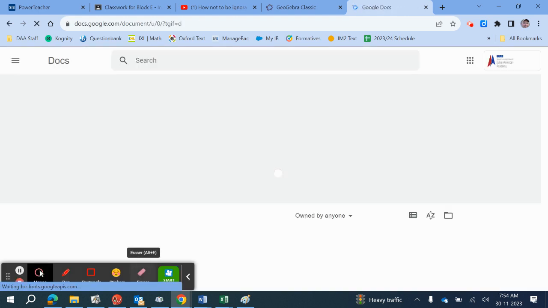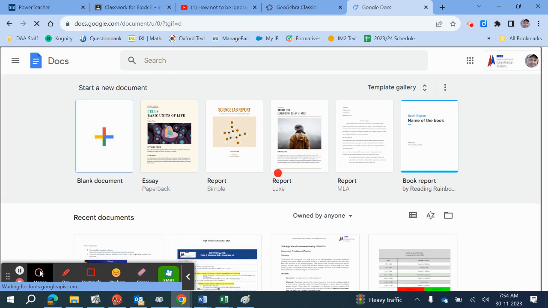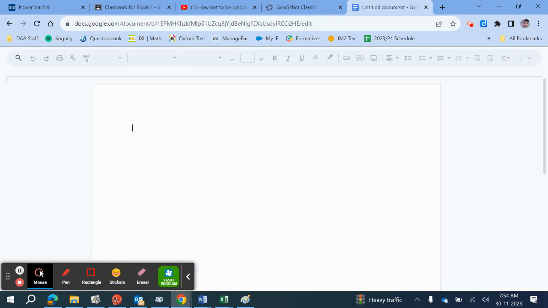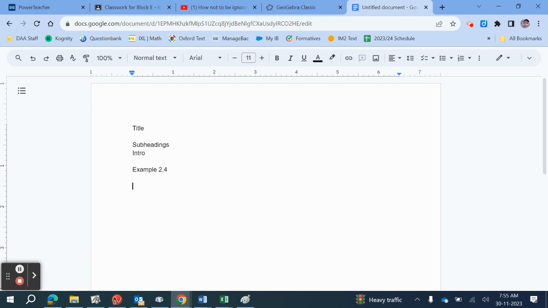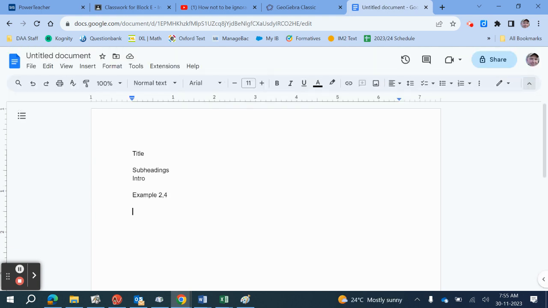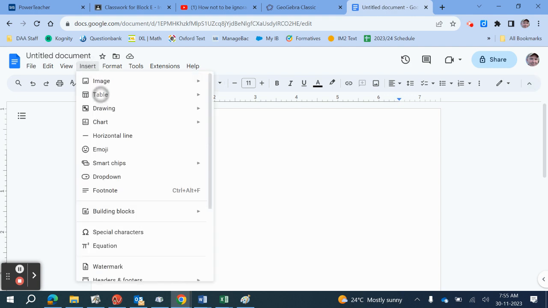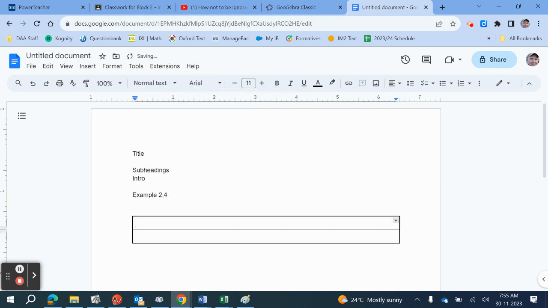What I would recommend when you're working in Google Docs and putting in diagrams like this one is, we're going to have our title here, our subheading, and an introduction. Then we're going to have our example at 2, 4. We're going to talk a little bit, and then you need to stick in your diagram. When it comes to sticking in your diagram, you want to insert a table. So insert table. I want a 2 by 2 table like this one.